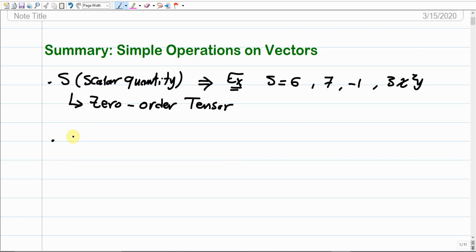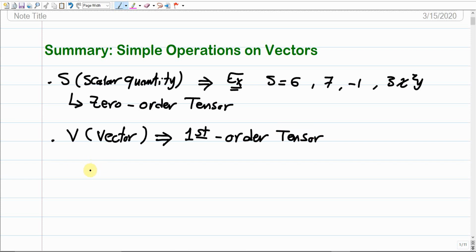But the first order tensor is the vector V. A vector could be any letter like A, B, C, whatever it is, but it should be uppercase just to distinguish between the scalar quantity and the vector quantity. So this is a vector, and we said that the vector should be a first order tensor, right?